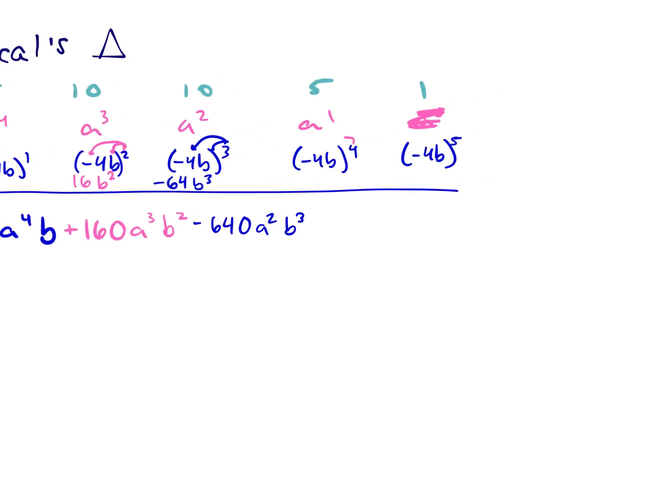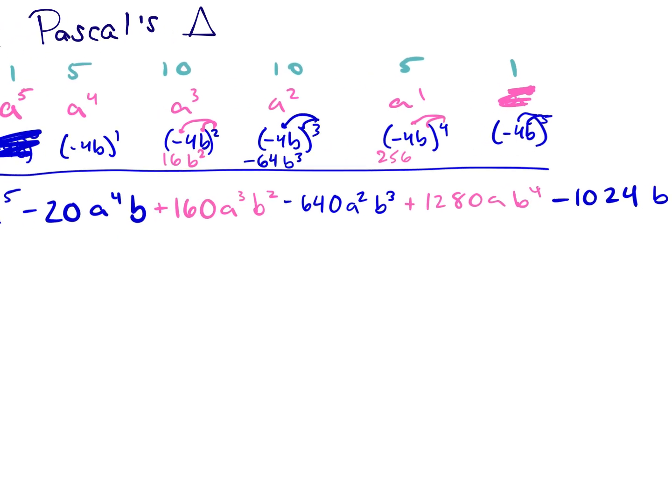Then when we distribute here, this becomes positive 4 to the 4th power, which would be 256 times 5, which would be 1,280 a b to the 4th power. And lastly, negative 4 to the 5th power when we distribute would be negative 1,024 b to the 5th power. So that would be our answer.